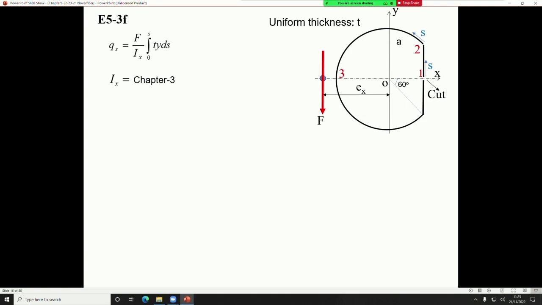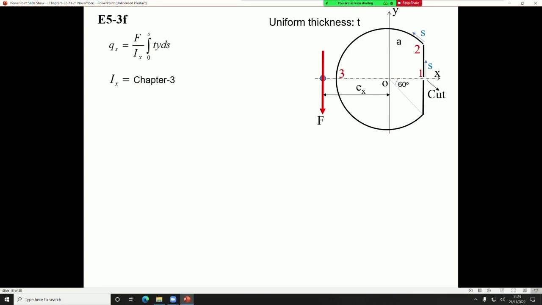Yes, please. So you find Ix by using the...? I couldn't hear you. Oh, I was just wanting to suggest a way to find the height of the member, the straight member. The hypotenuse is A, right? Okay. If you please refer to chapter 3, I've already solved this problem for you.